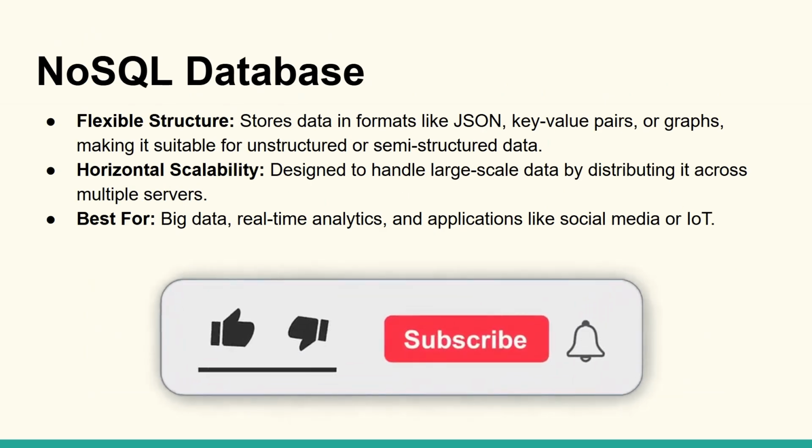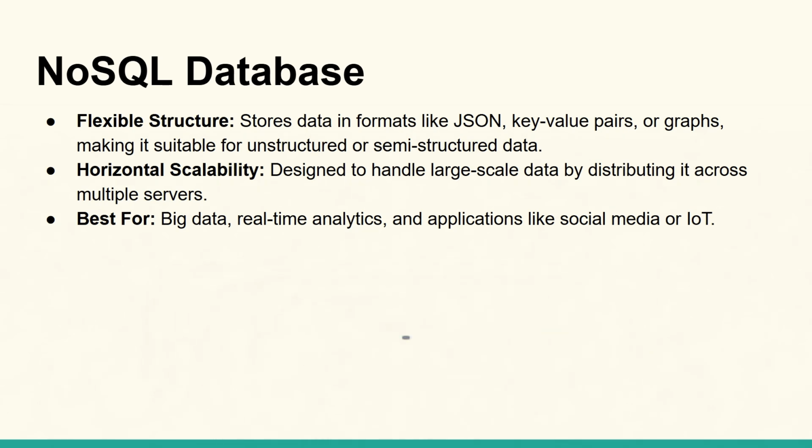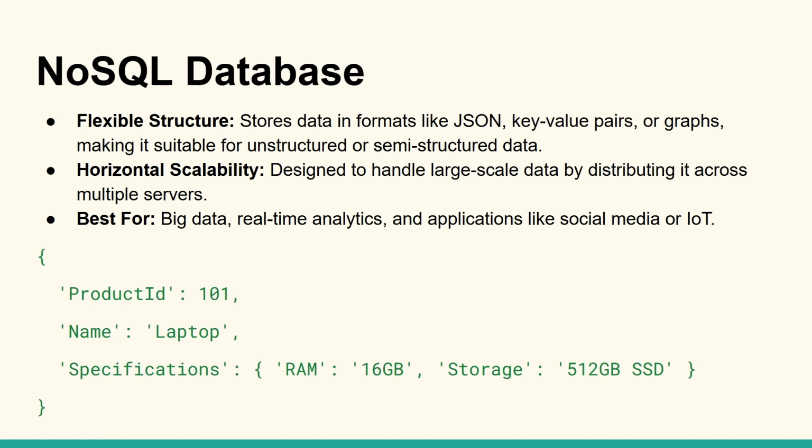On the other hand, NoSQL databases are schemaless and store data in flexible formats like JSON or key value pairs. They are perfect for handling large-scale unstructured data. In a NoSQL database, a product catalog might look like this. This flexibility allows NoSQL databases to adapt to changing requirements without altering the structure.